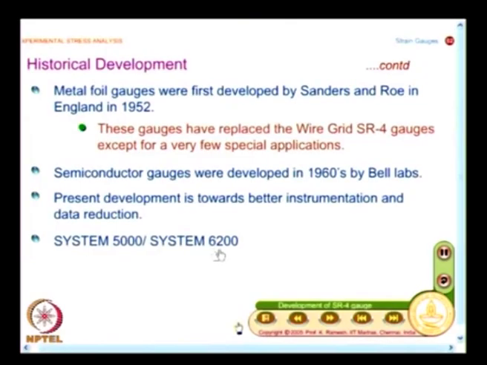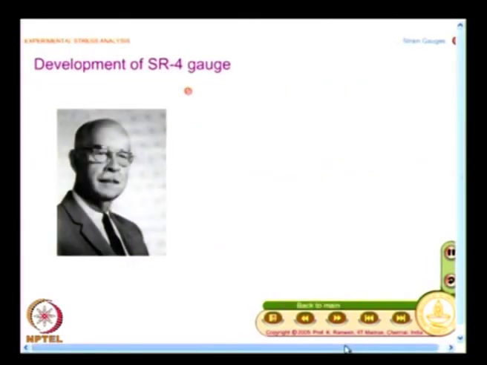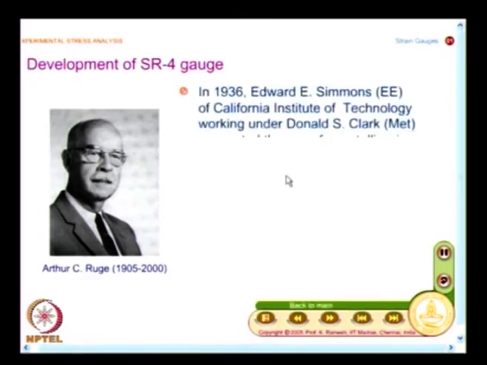And one of the earliest in that step was by Vishay Measurements Group. They have come out with System 5000, System 6200. Now, they have 7000 also. So, these numbers keep improving in terms of accuracy, in terms of number of channels, in terms of speed. So, you see a development in instrumentation. And it is worth noting what contributed to the development of the SR4 gauge.